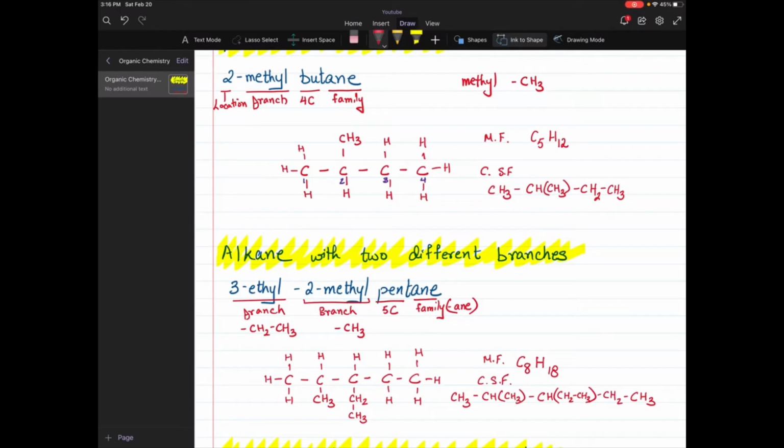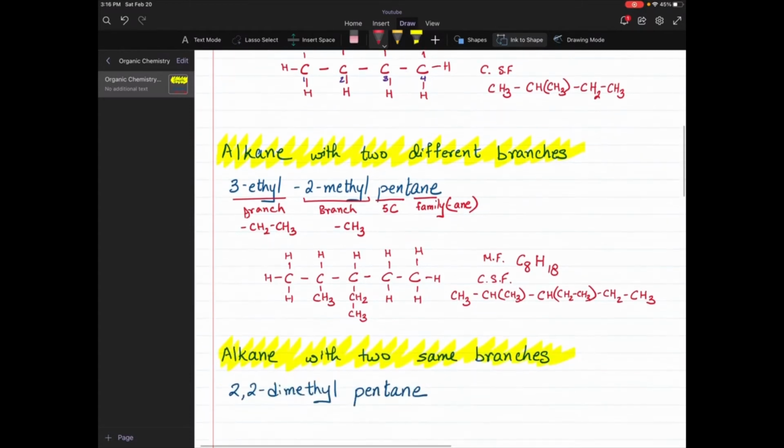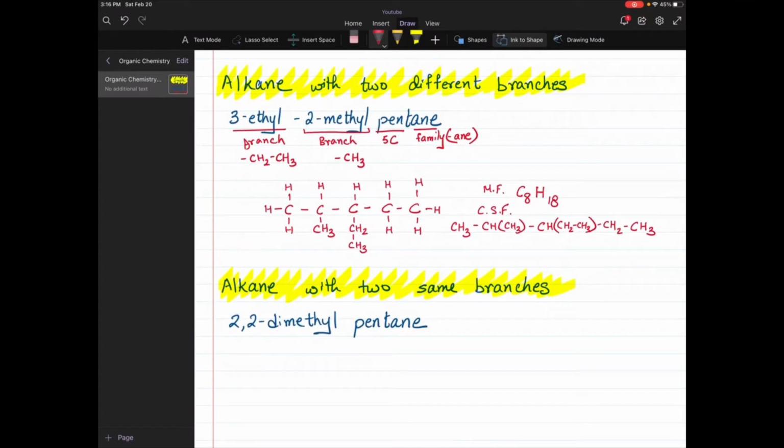Okay, so we have an alkane with 2 different branches now. An alkane with the same branches can also be drawn. Same idea. In this case again, pentane, a 5-carbon chain. So we have pent, 5 carbons. ANE is telling us about the single bonds. So that's a family. Carbon, carbon single bond. And methyl talks about the branch. And it says dimethyl. The di part is not the name of the branch, it is indicating that we have 2 of these branches. So we have 2 branches of methyl.